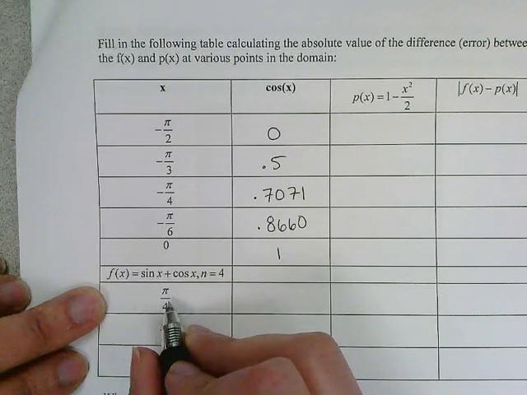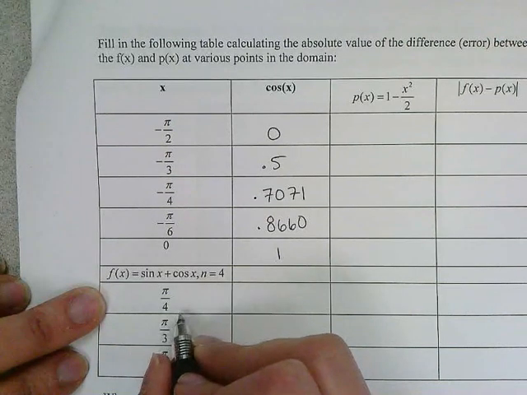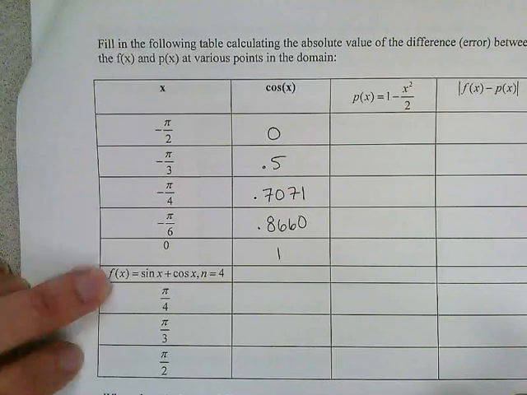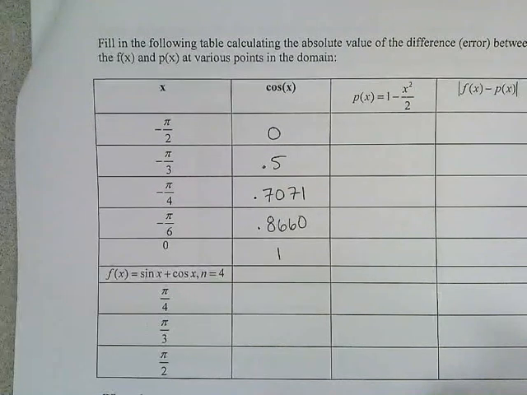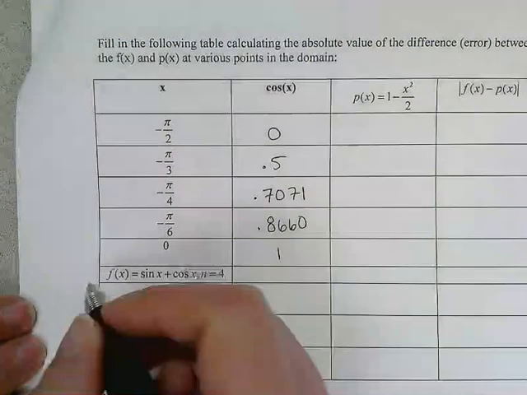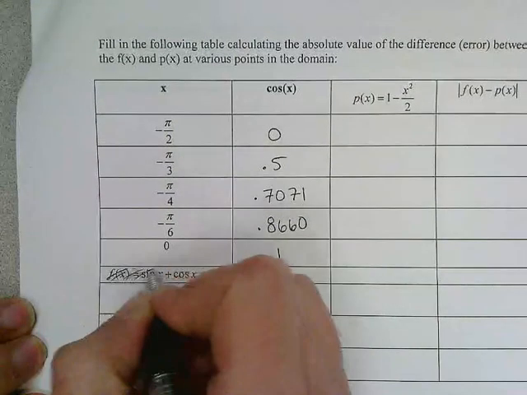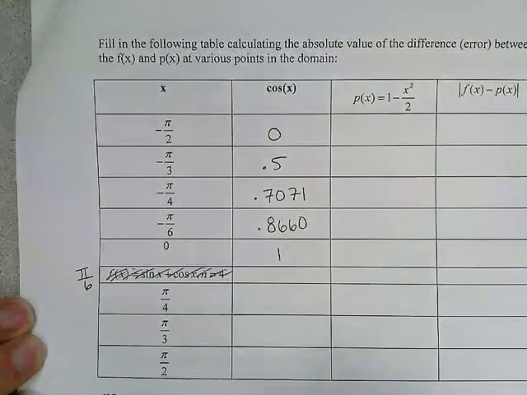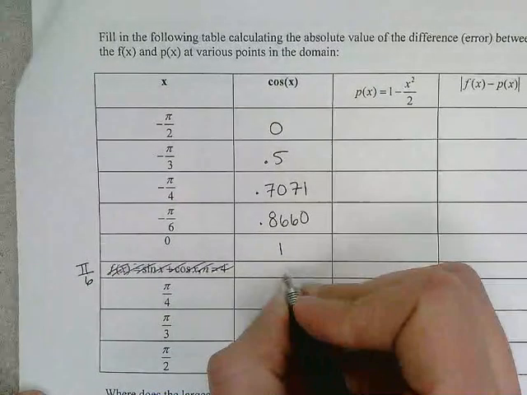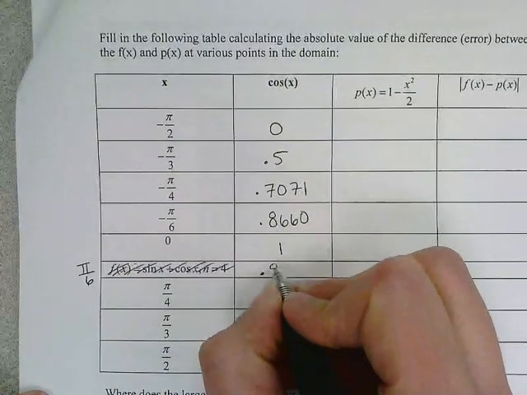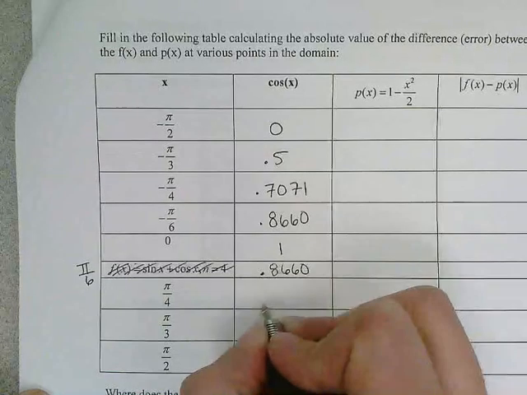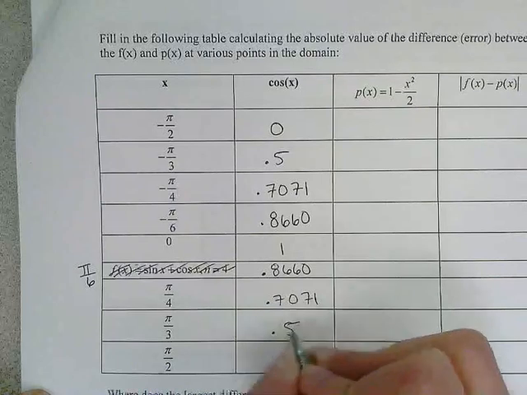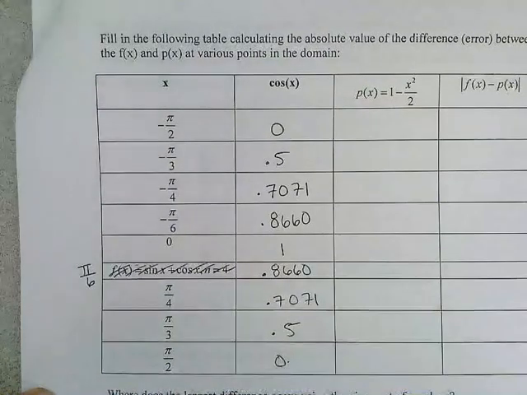Pi over 4, should have started with pi over 6. I think that printed out wrong. Sorry guys. That should have been pi over 6. Can you please change that? I don't know why that printed out like that. Alright, so at pi over 6, it's 0.8660, and then it just repeats: 0.7071, 0.5, and 0. Okay?